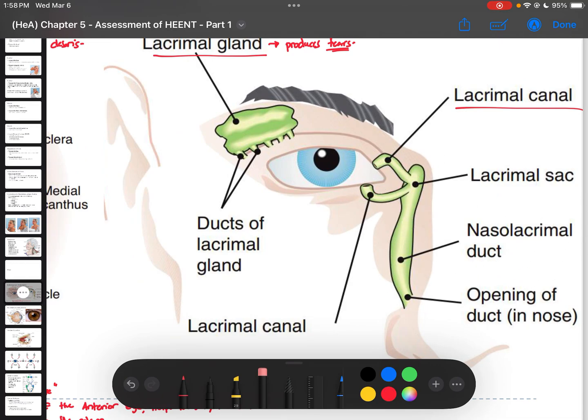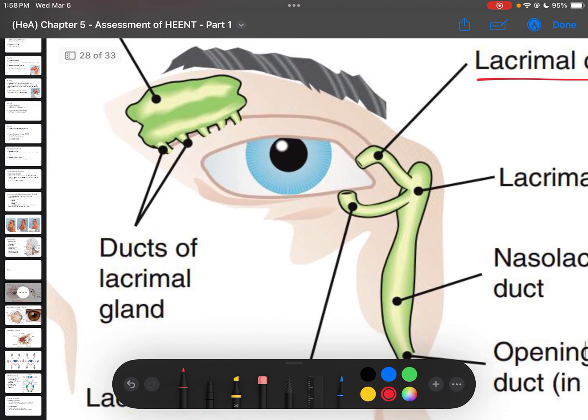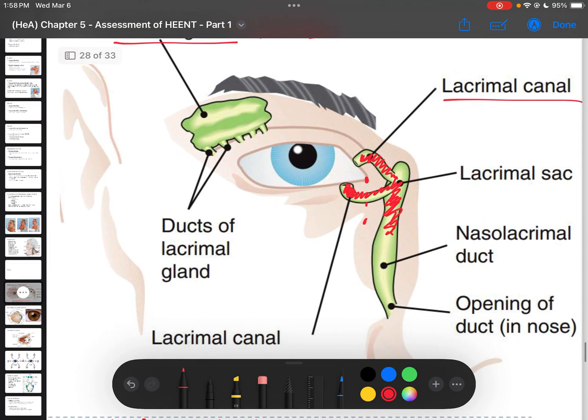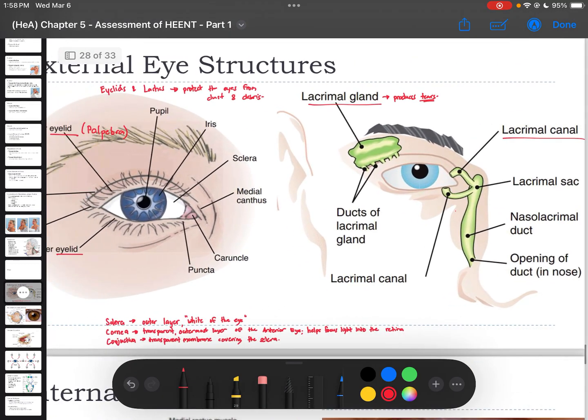If for example, this canal gets overwhelmed, because of so much crying, it becomes full, and there is traffic here, it will overwhelm the lacrimal canal, and instead of draining here, the tears will fall out of the eyes, and that is when you see that you are crying.